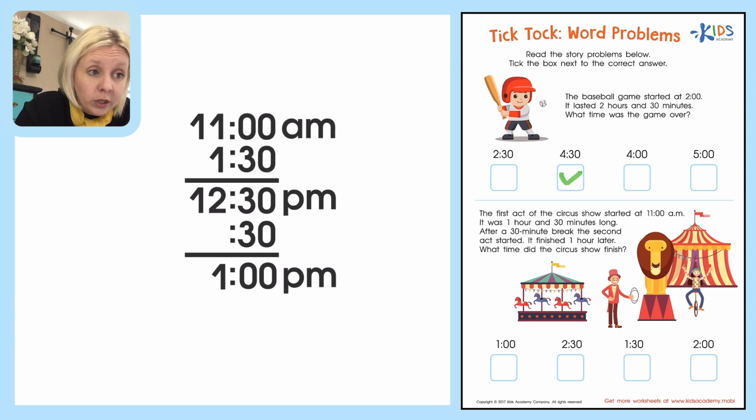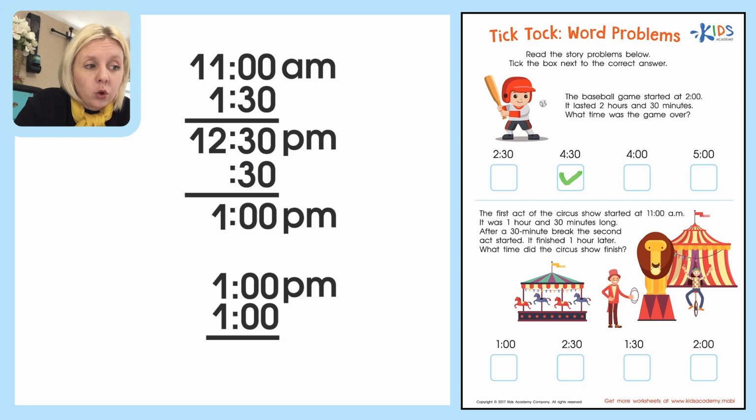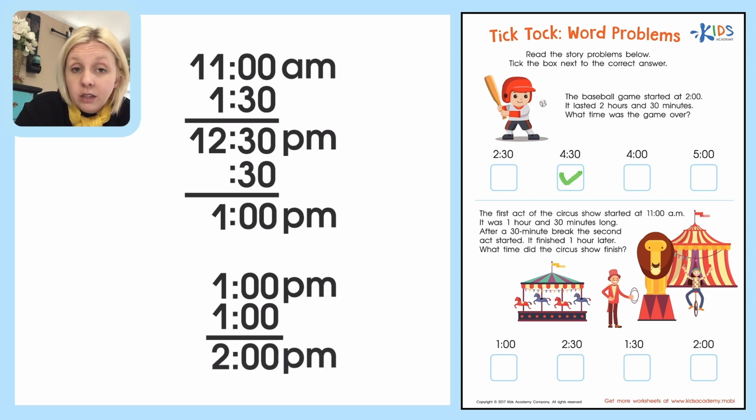All right, the next one says we've got a 30-minute break and then it finished 1 hour later. So if we add 1 hour to 1 o'clock, it's going to be 2 o'clock, okay? And that's going to be our correct answer. So we're going to come down here and we're going to find 2 o'clock. We've got 1 o'clock, 2:30, 1:30, and 2 o'clock.